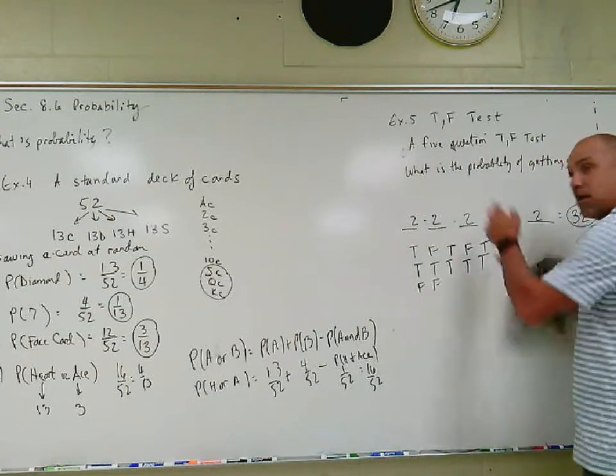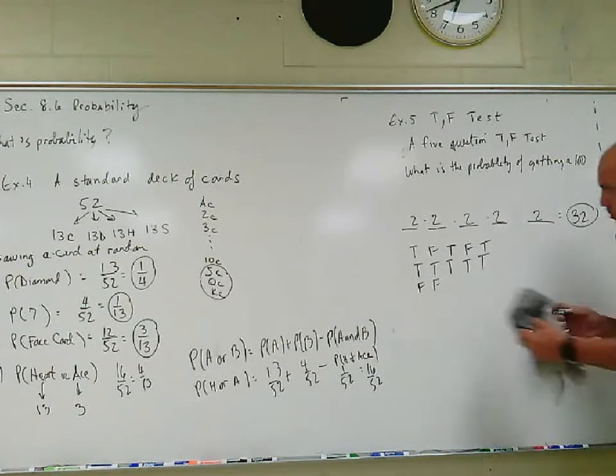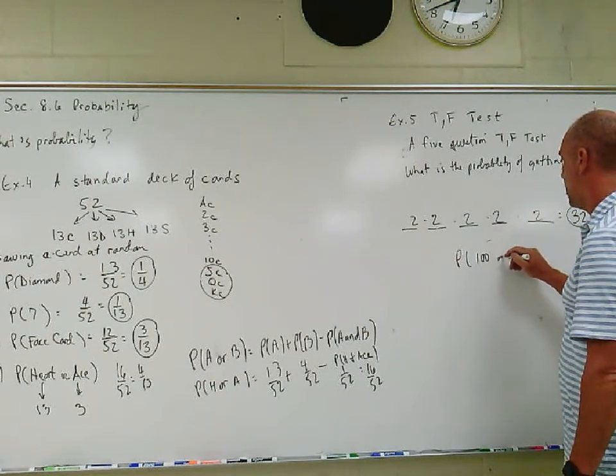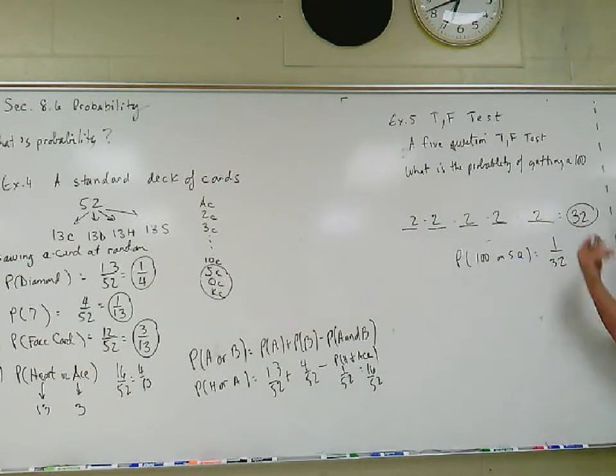There are 32 ways. Now, out of all of those, if it's a 100, how many of those are right? One. There you go. So the probability of getting a 100 on a 5-question test is only 1 way out of 32. You have to know the sample space. 1 out of 32. Does that make sense why it's 1? Does that help? Okay.